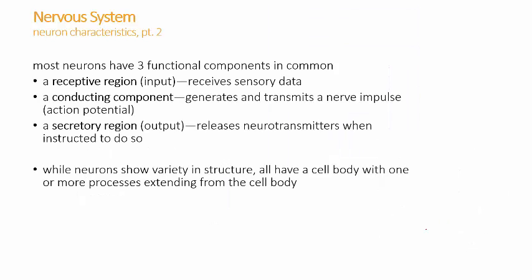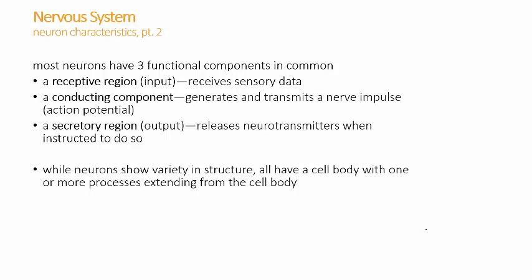Now, most neurons have three functional components in their structure. The first is that they have a receptive region, a part of them that is capable of picking up information, receiving sensory data, or some other kind of input to them. They have a conducting portion. So there's a long axon that is able to transmit this long distance nerve impulse called an action potential. And they have a secretory region at the very end of that axon that will release a chemical called a neurotransmitter when it receives that action potential at the very tip of the axon.